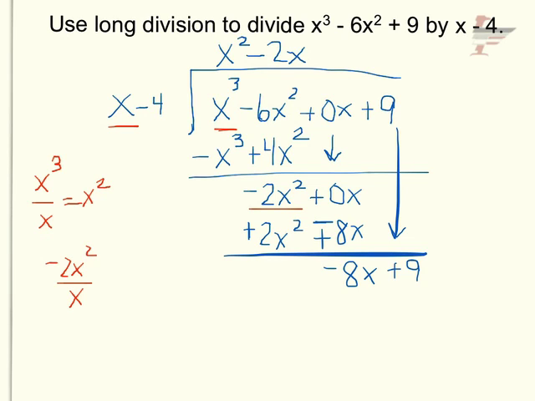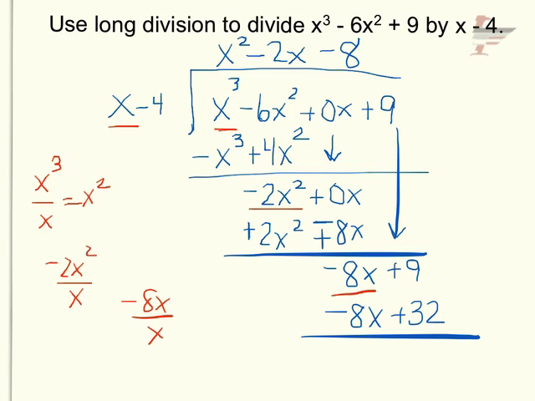And one last division here. So negative 8x divided by x is just a negative 8. And multiplying negative 8 times x is negative 8x. Negative 8 times negative 4 is plus 32. I subtract everything or change the signs of everything, and 9 minus 32 is negative 23. And that's my remainder, so I go up here and I write minus 23 divided by x minus 4.